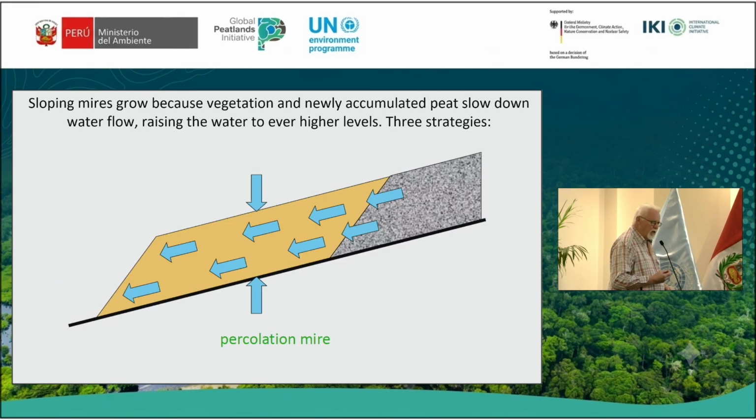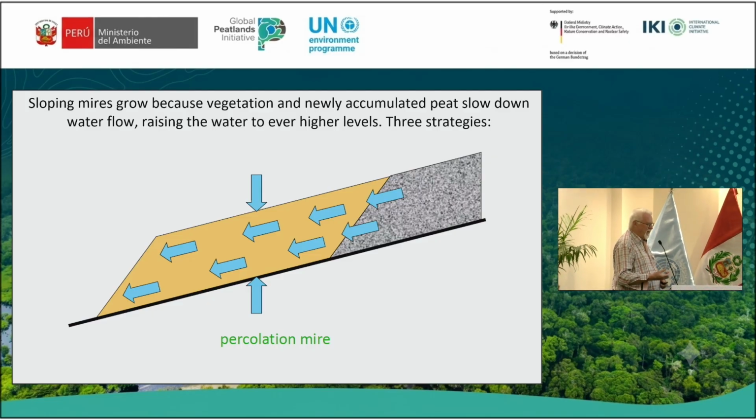Most interesting are sloping mires, where there is a kind of slope, because there the vegetation and the newly accumulated peat slow down the water flow, and in this way raise the water level to ever higher levels. And these sloping mires have actually three strategies. Very simple ones are the percolation mires, where the water flow goes through the major part of the peat body.